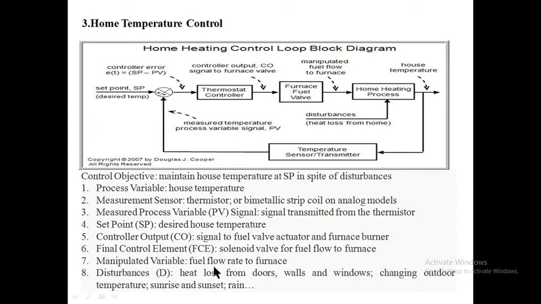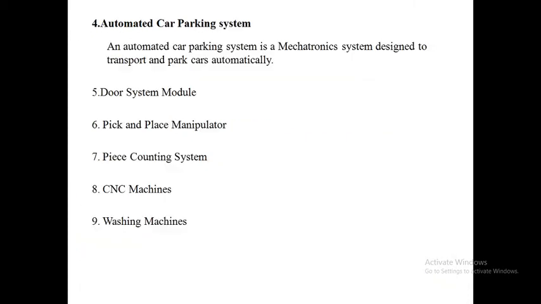This manipulated variable is the fuel flow rate to the furnace. Then disturbances are heat loss from doors, walls and windows, changing outdoor temperature, sunrise and sunset. So this home temperature control system is again an example of Mechatronics here.